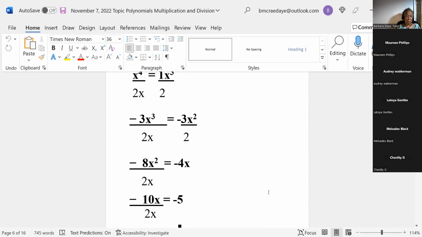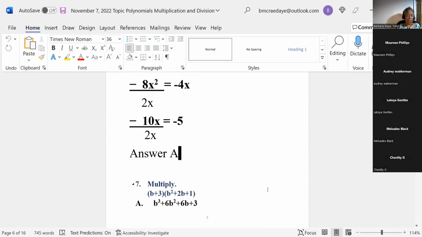Okay, Audrey. I think your coefficients were correct, but you've got to watch your signs. You had 1 over 2 x to the third, but you have plus 3/2 x to the second, and then you had minus 4x, plus x minus 5.